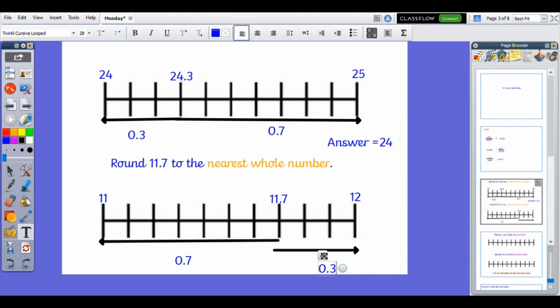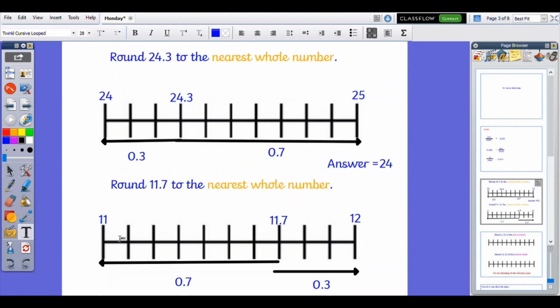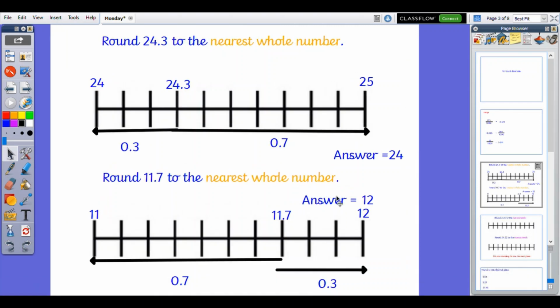Okay, so we can see that the difference between 11 and 11.7 is 0.7 and the difference between 11.7 and 12 is 0.3, so that we can round 11.7 to the nearest whole number and the answer would equal 12. Okay, so it is closer to 12, so it would round up to 12.